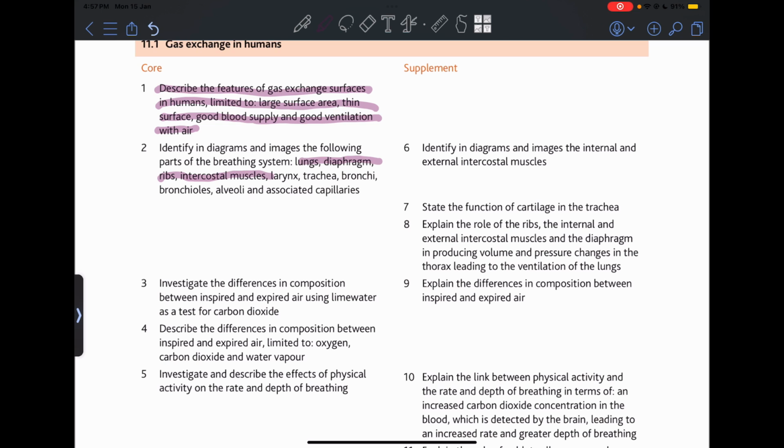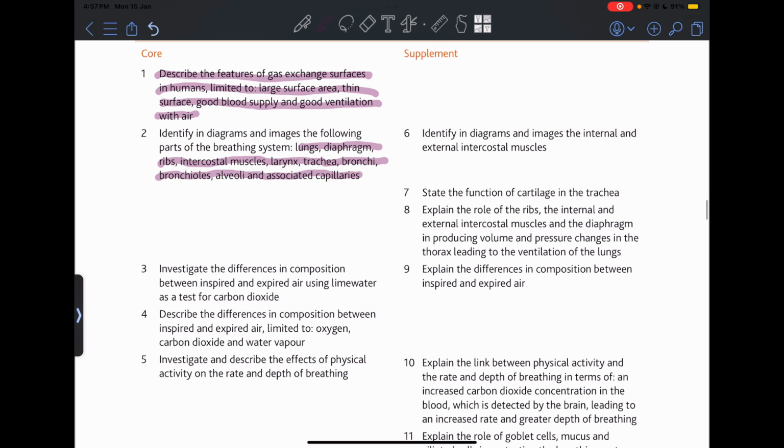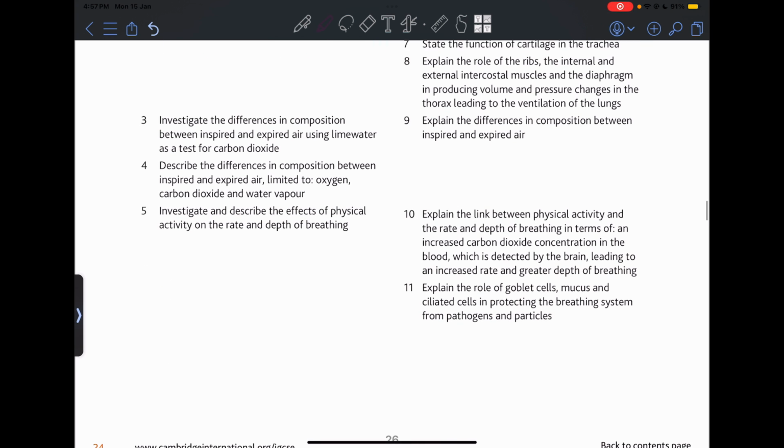Now, number 2 says identify in diagrams and images the following parts of the breathing system: lungs, diaphragm, ribs, intercostal muscles, larynx, trachea, bronchi, bronchioles, alveoli, and associated capillaries. So these are the breathing system organs. You have to memorize those and also be able to label them in the exam.